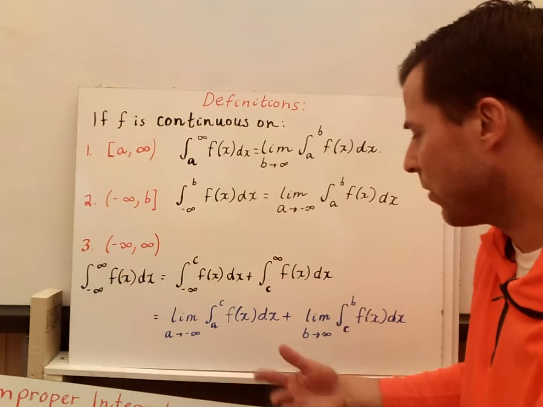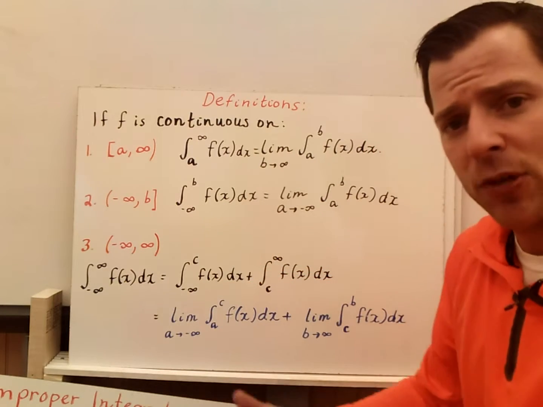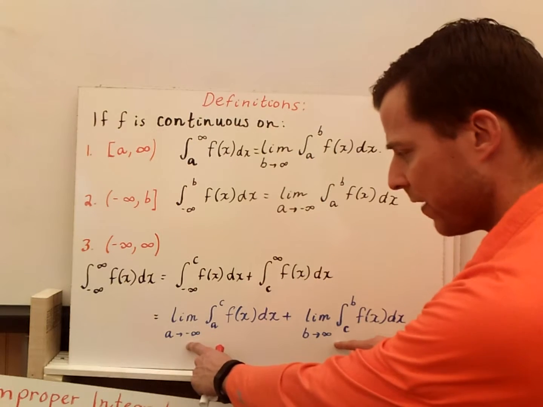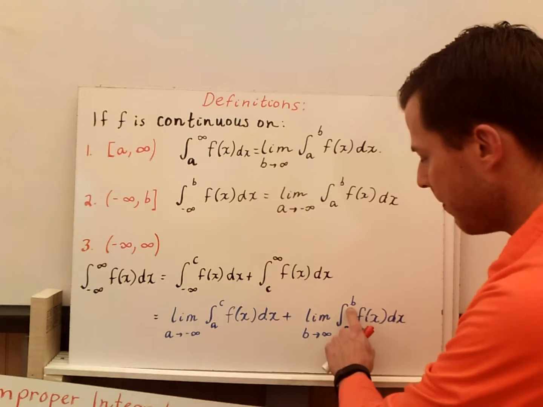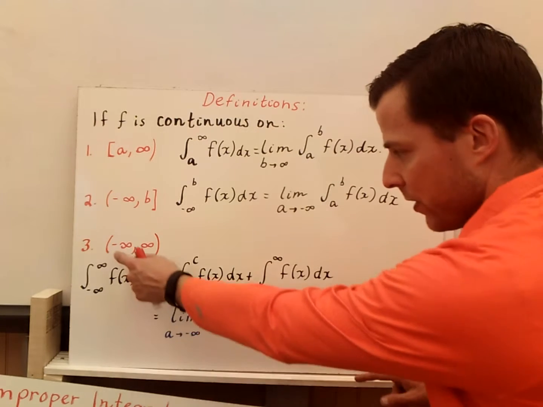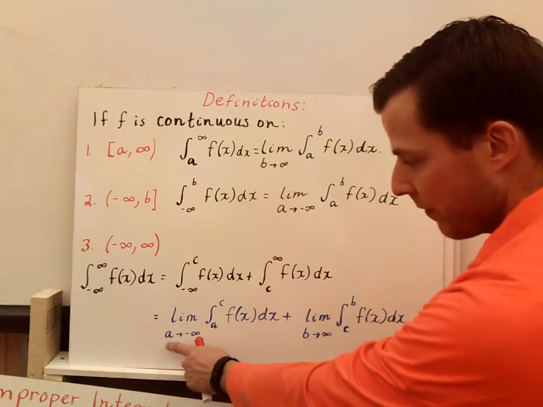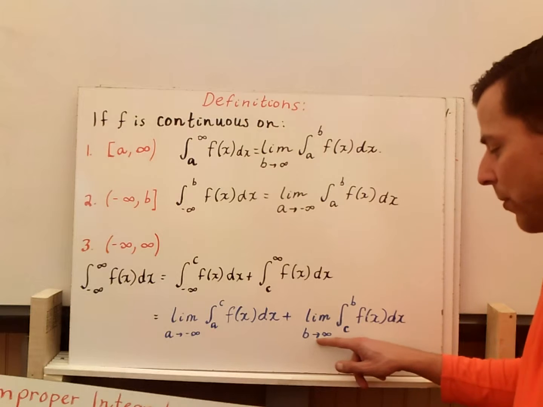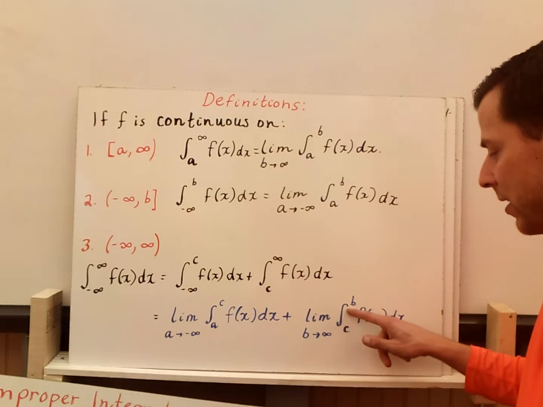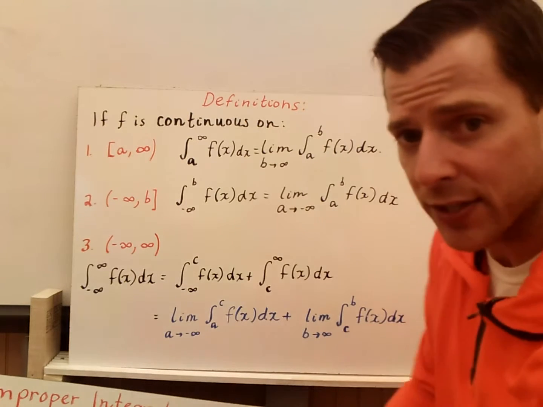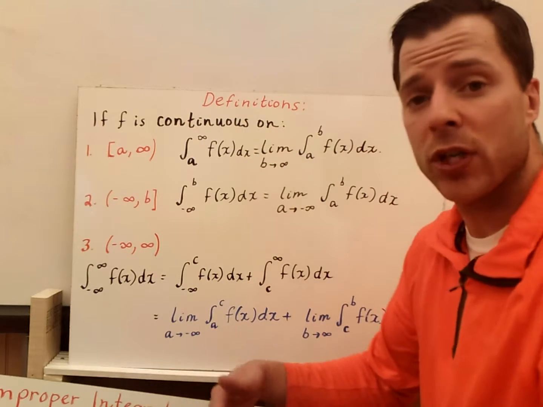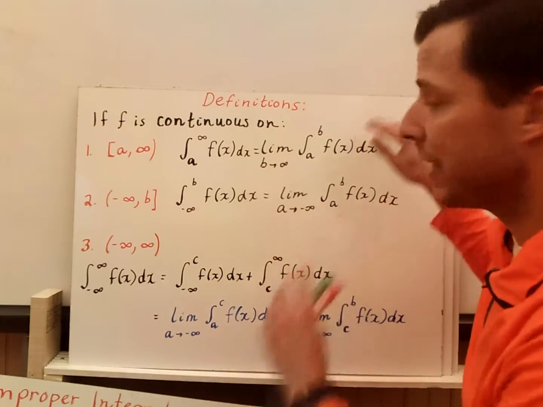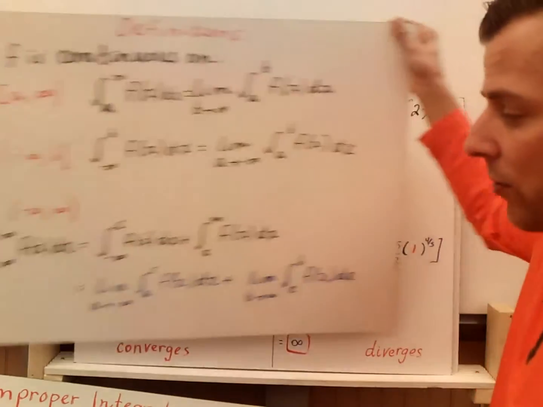Negative infinity to infinity really is a combination of both. The idea is you're picking a number c between negative infinity and infinity. So we have two limits here, defined as from a to c and from c to b. So we have the limit as a is approaching negative infinity of the integral from a to c of this function, and b is approaching infinity for the limit of the integral from c to b of f of x dx. So these are the definitions. We're going to use this to help us take the integrals of improper integrals, and the idea is we're using the limit definition on an integral.